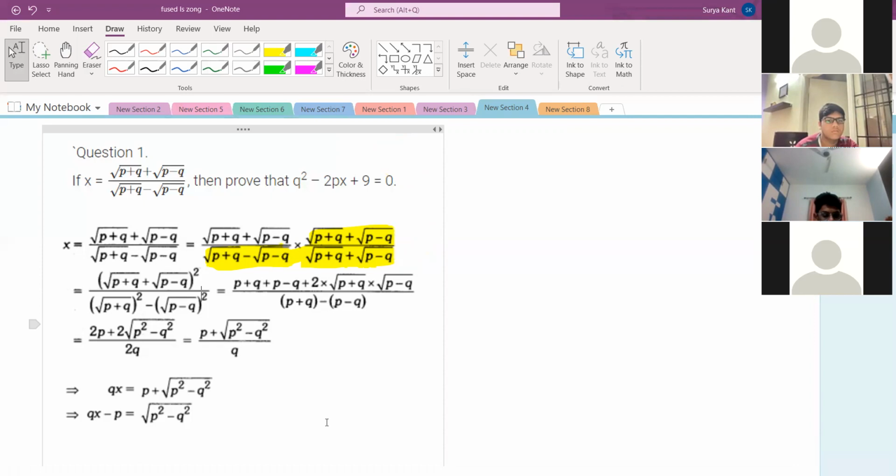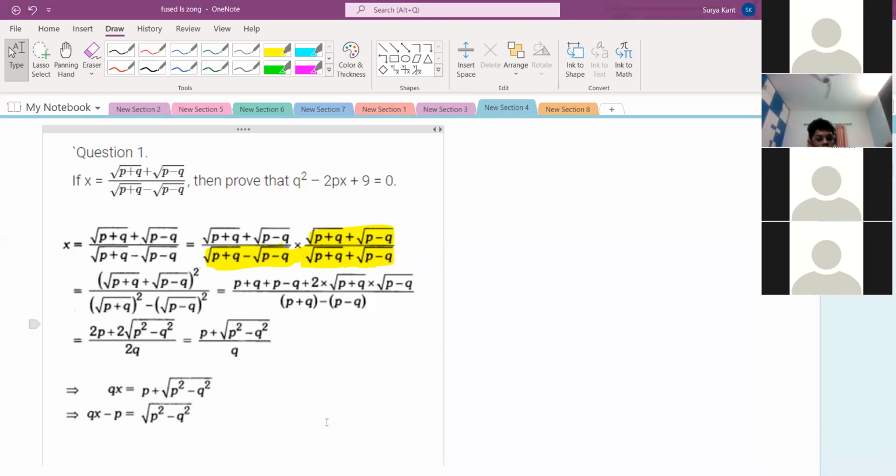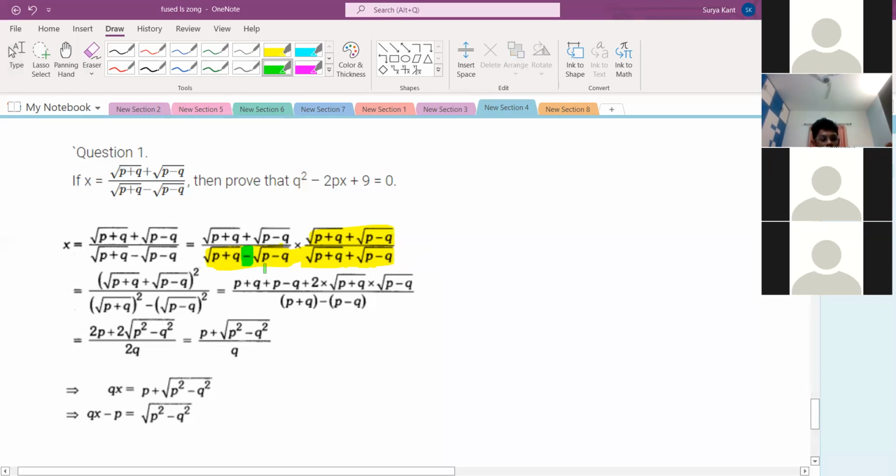Sir, how did they get root p plus q plus root p minus q whole square? Okay, they just squared it. Numerator part is root p plus q plus root p minus q, the whole square. And then denominator part is root p plus q minus root p minus q. Plus and minus is repeating here. Here is minus and here is plus. So a square minus b square form. Okay, that's it.